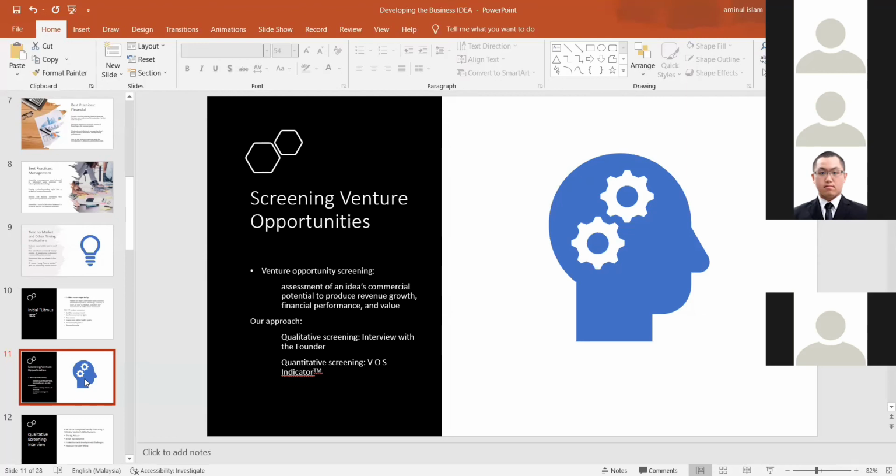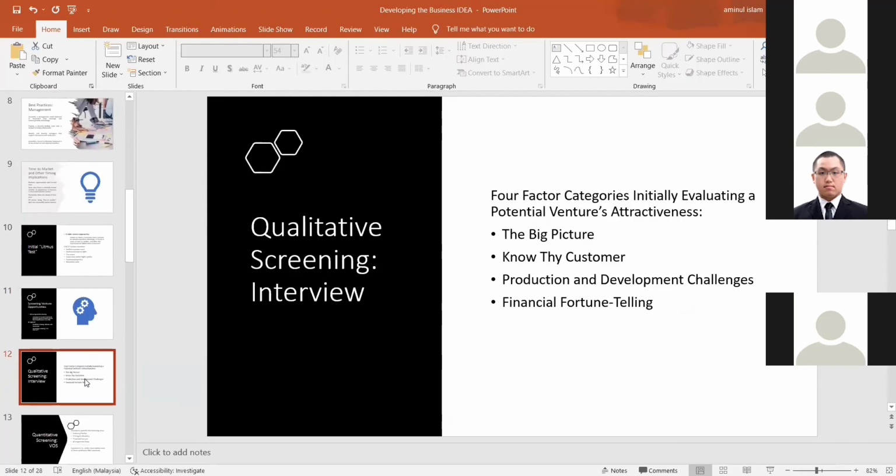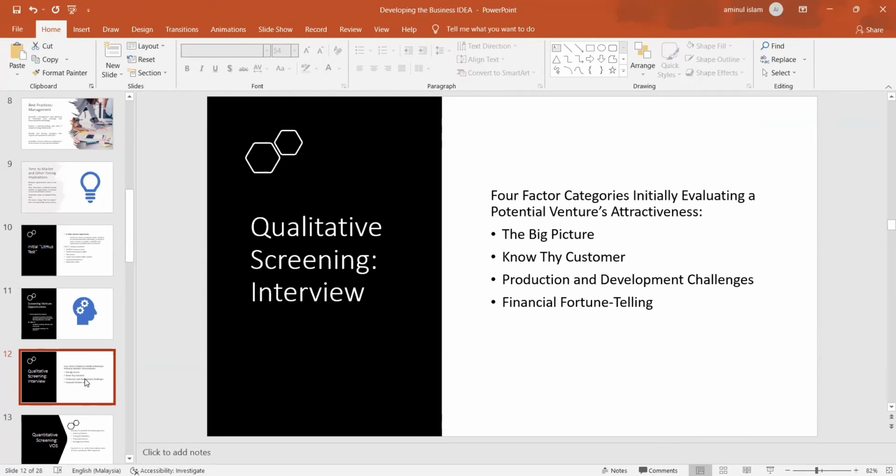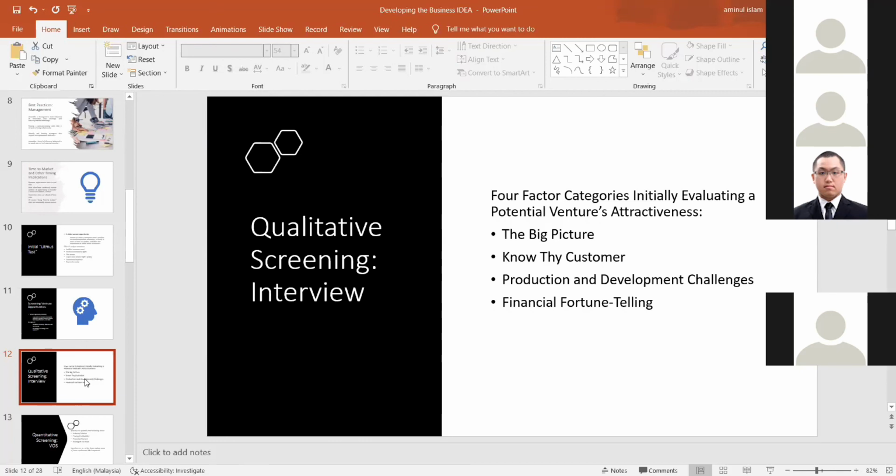There are many different ways of doing it. We can do it using certain qualitative methods, or with certain quantitative methods available. We'll be looking at both. When it comes to qualitative screening, there are 4 factors that we initially evaluate, to see whether the venture we have identified is attractive enough to customers. We look from a very comprehensive big picture: the global trend, the national level, and the local level where we would like to produce and market the product. We try to understand the customer and customer needs.